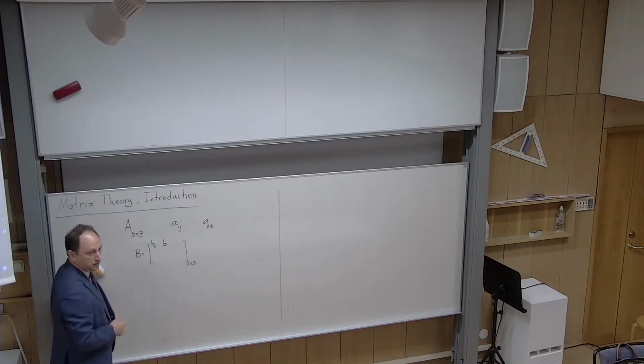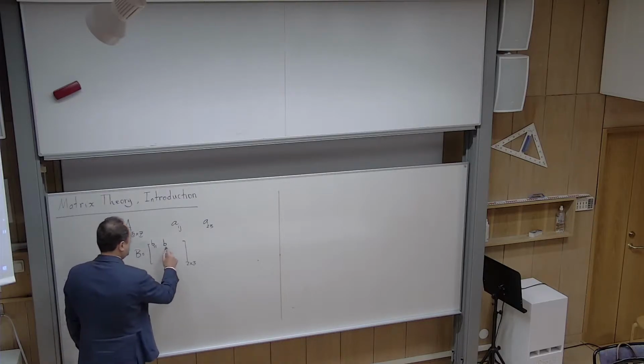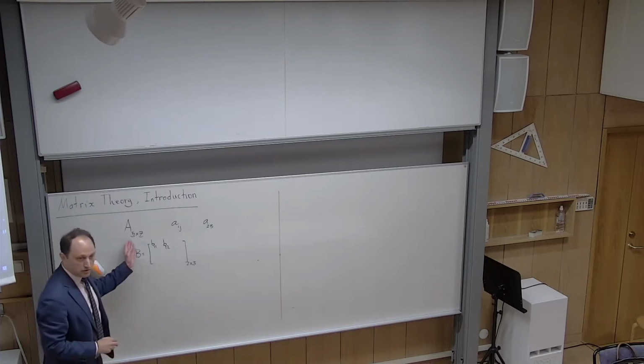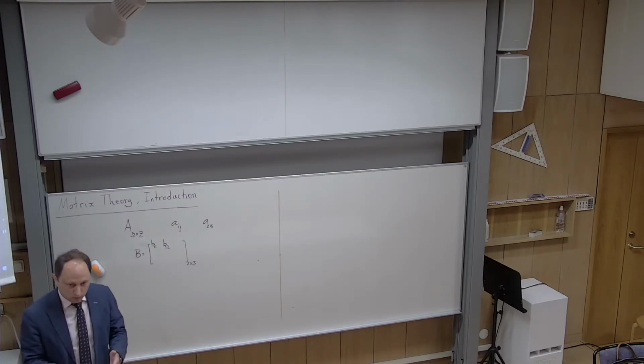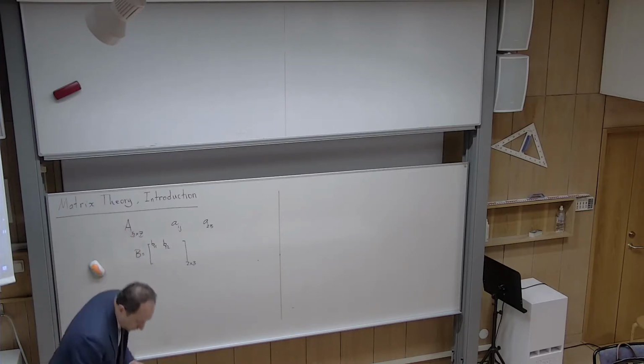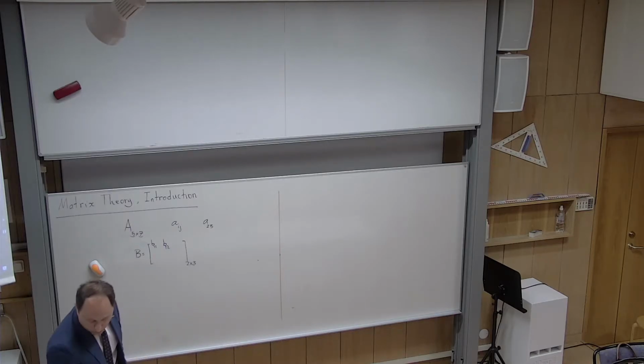What is that? B12. 1, 2. So I just want you to get used to this convention. In matrix theory, the number coming first has something to do with the rows. The number coming second has something to do with columns. So when you see 5 by 7, don't get confused.